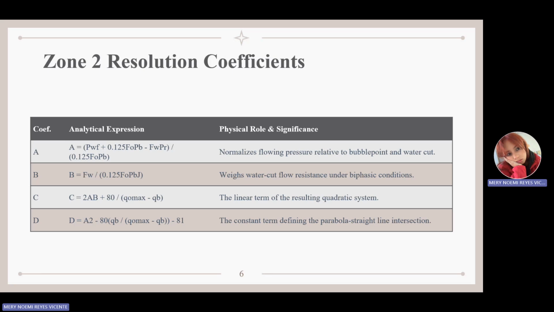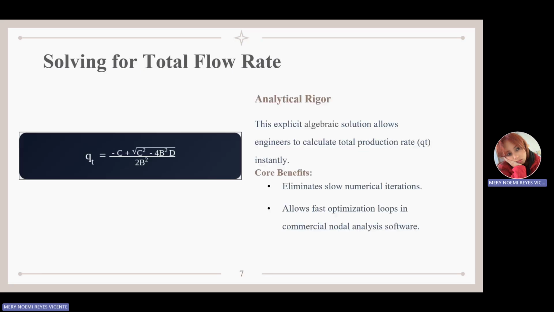To solve the intersection of the linear and parabolic behaviors analytically, Brown introduced four coefficients. Coefficient A normalizes flowing pressure relative to bubble point and water cut. B weighs water cut flow resistance under biphasic conditions, and finally C and D represent the linear and constant terms of the resulting quadratic system. This gives us an explicit algebraic solution for the total flow rate in the biphasic zone. The key benefit of this analytical rigor is that it completely eliminates slow numerical iterations. This allows fast optimization loops in commercial nodal analysis software.